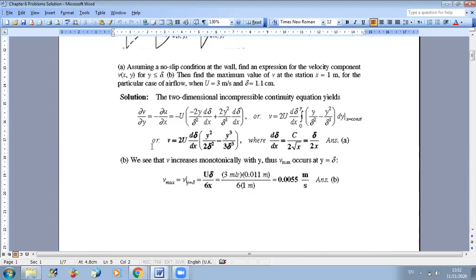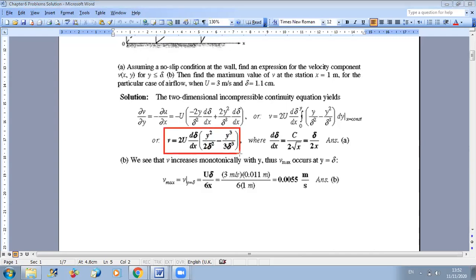It should give you the method here, but here directly, look, it's arranged directly as a function of delta. This is why I wanted to do the chain rule for you. Anyway, both methods will lead to the same result. You will get v equal to u times d delta over dx, times y square over 2 delta square minus y cube over 3 delta cube.